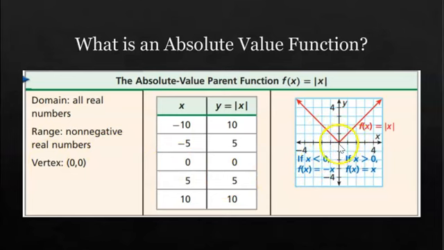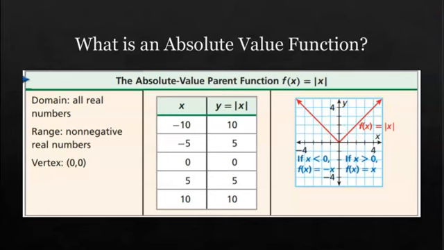Now you'll notice that it creates two straight lines, one going up and to the right and one going up and to the left. These lines have opposite slopes. One is +1 and one is -1. Okay, so that's true for the parent function, but if you do a stretch or compression, it's not always going to be true. So you have to be careful with those.